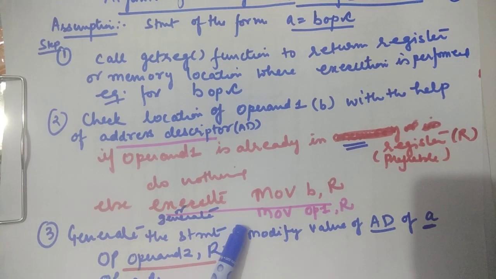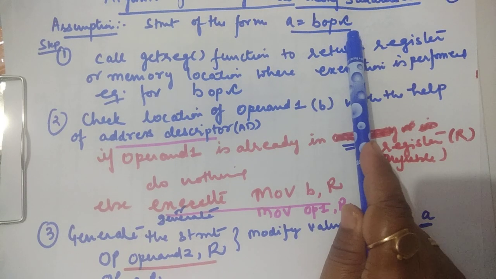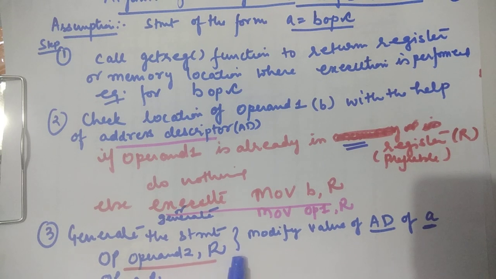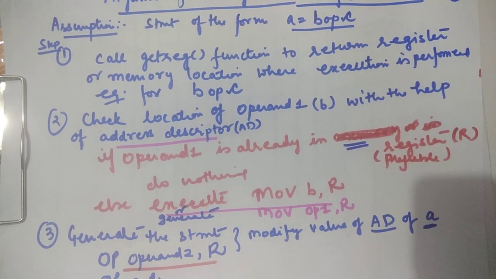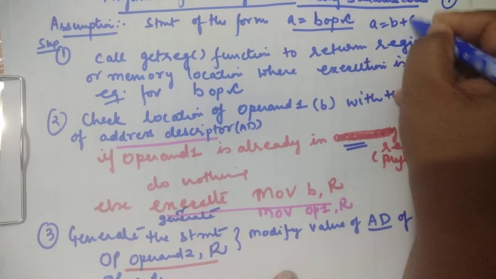Now, after generating this statement, the next one is to generate the following statement. What is the next statement? We have the operator and then operand 2: operator, then operand 2 comma R. For this operator you can use a different type of instruction, like if you have A is equals to B plus C.